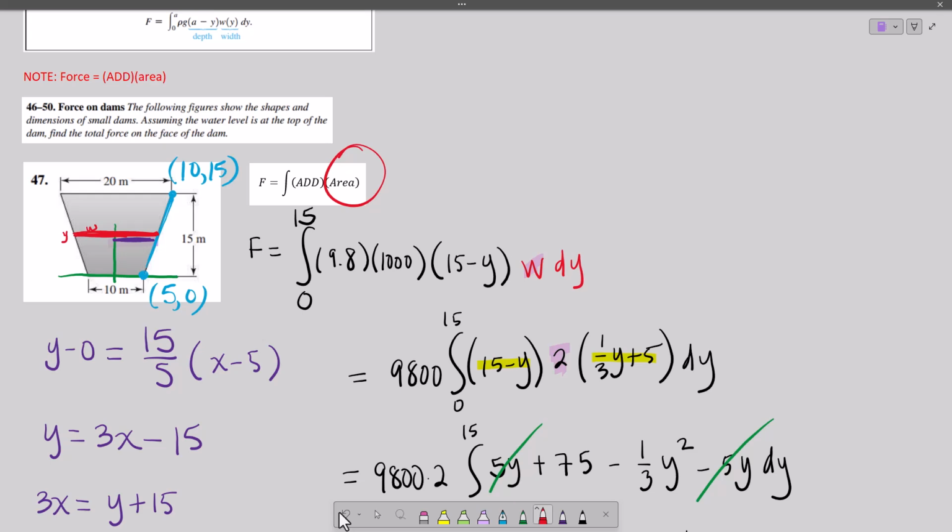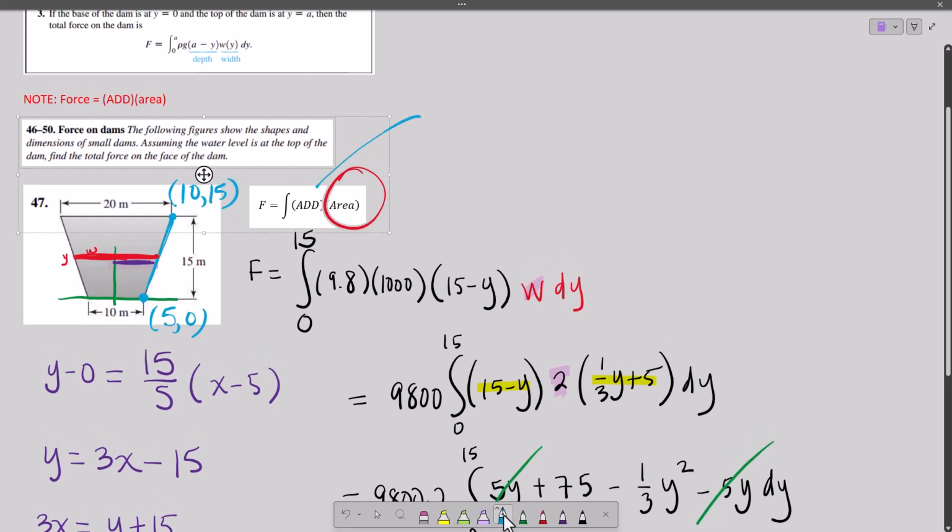Where did the 1,000 come from? The 1,000 comes from the density of water. So this D right here is density, and the density is whatever the liquid is that you're using, and this liquid is water. So the density of water is 1,000 kilograms per meter cubed.